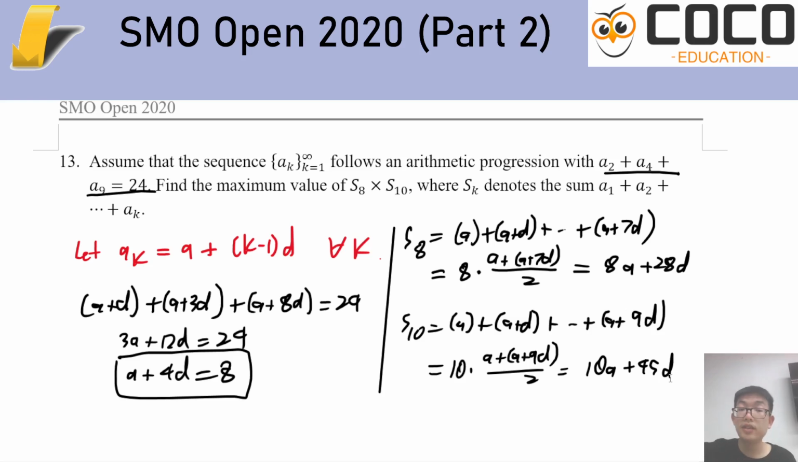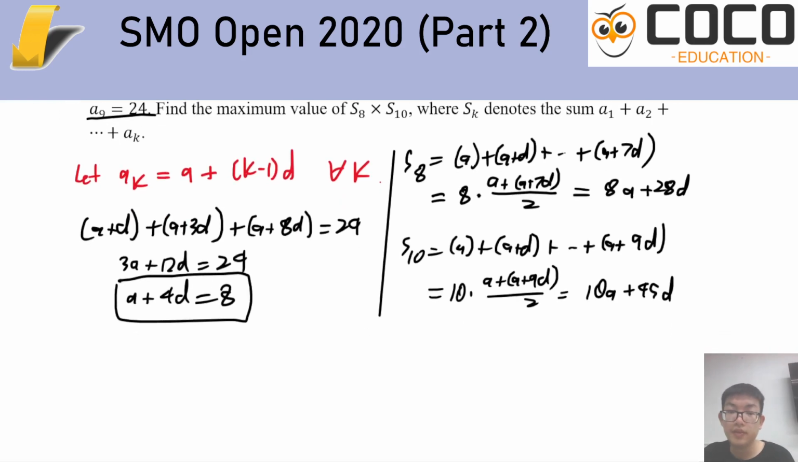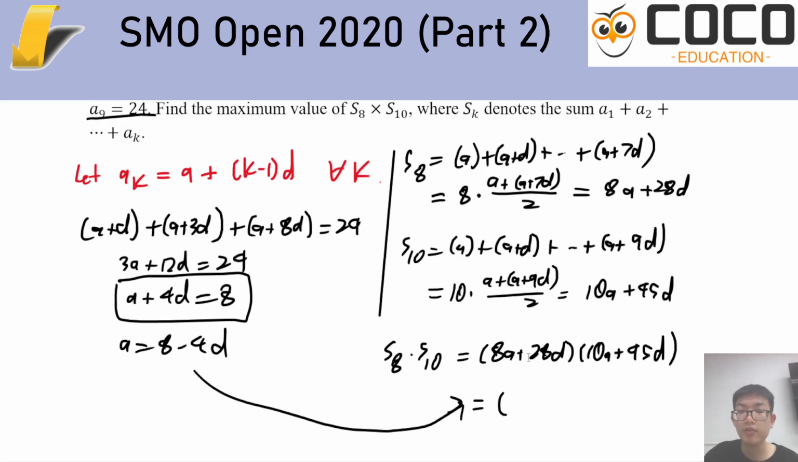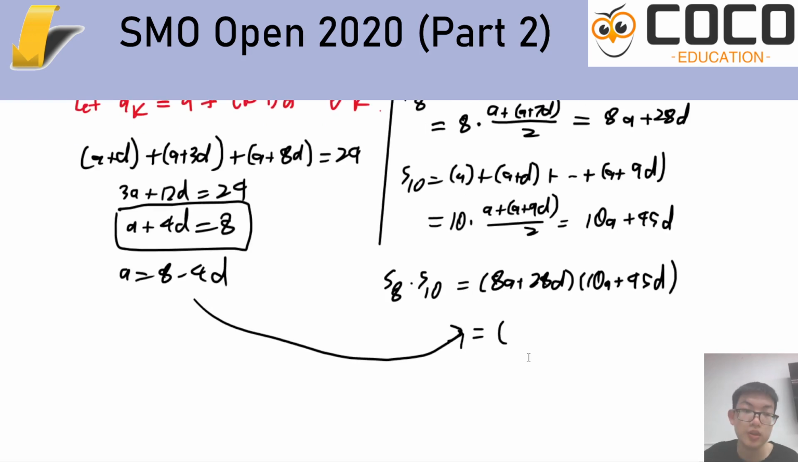At this juncture, we realize that this is nothing more than a straightforward single variable algebra exercise. Just multiply S8 with S10. And we can substitute A equals to 8 minus 4D to make it that single variable that we would find easiest to optimize.